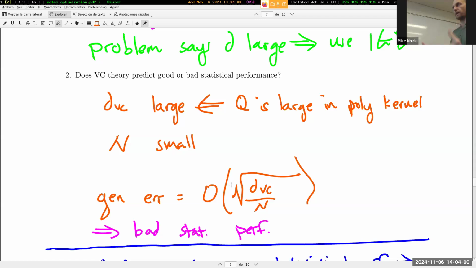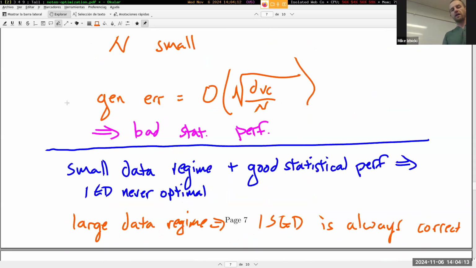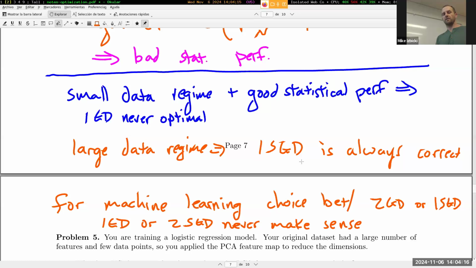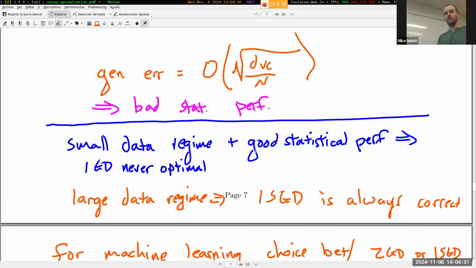As we're deciding which models and algorithms to use, we always start with the statistical considerations, to get ourselves in a good balance statistically. Once you have done that, you will find that it never makes sense to do 1 GD. So again, if you're in the small data regime and getting good statistical performance, 2 SGD is optimal and 1 GD is never optimal. The reason we selected gradient descent is specifically because we're in the bad statistical performance regime, which we don't want to be in in the first place.